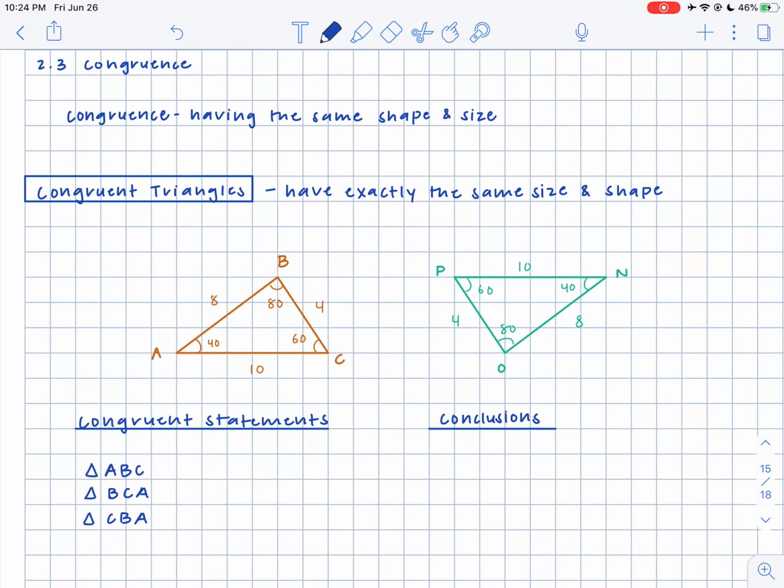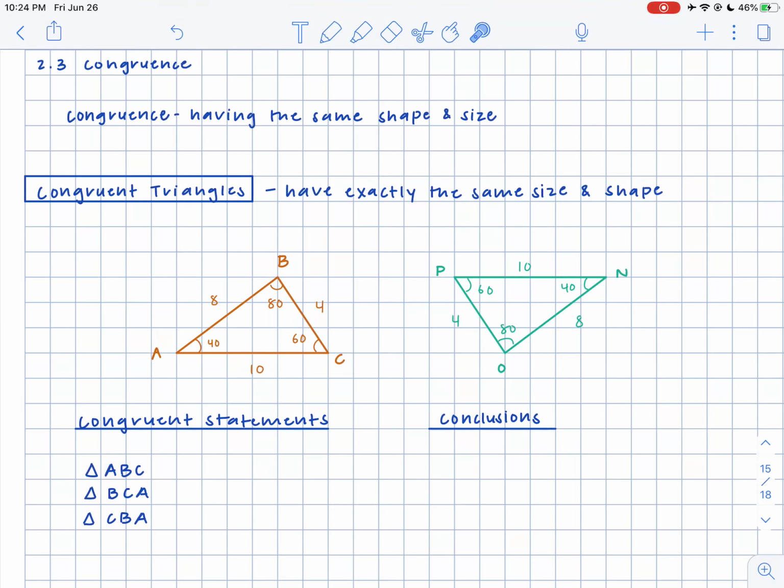Welcome to 2.3 Congruence. So let's go over what it means to be congruent. This basically means having the same shape and size, and we'll be using this term to describe triangles, segments, and angles. So congruent triangles are triangles that have exactly the same size and shape.